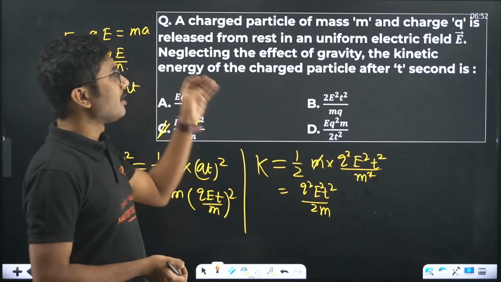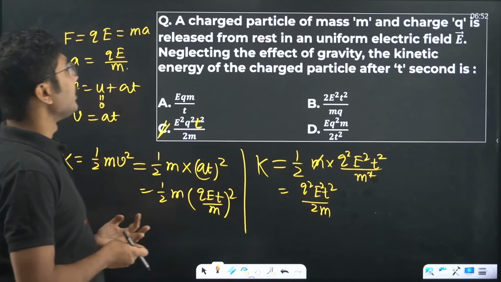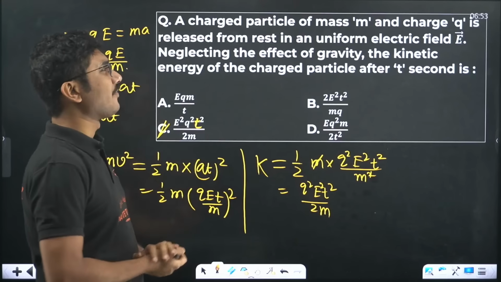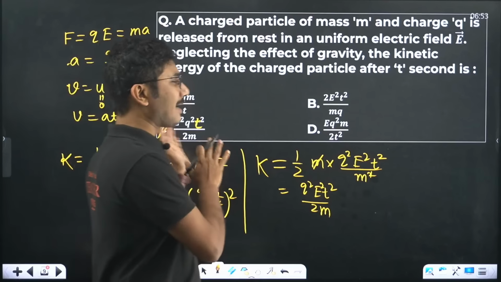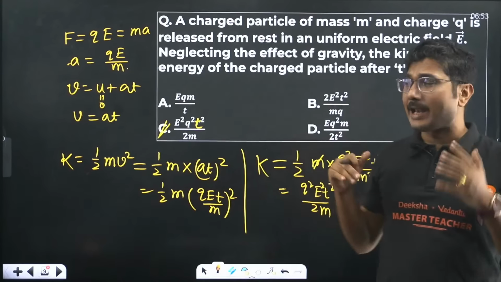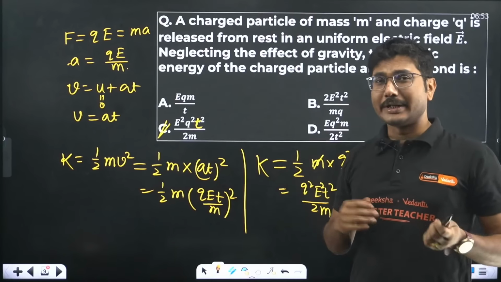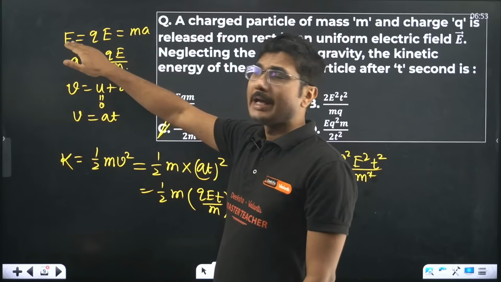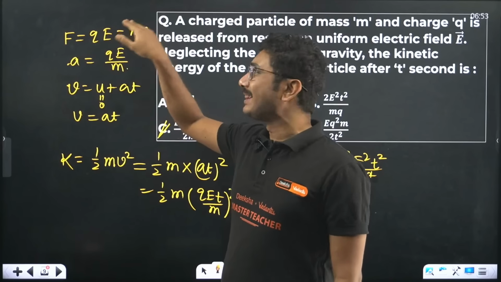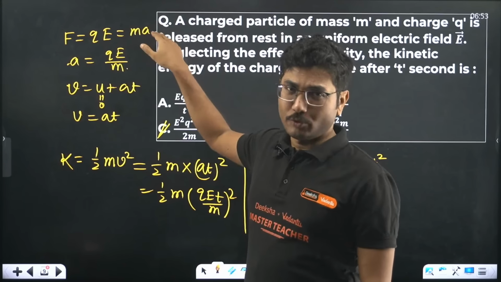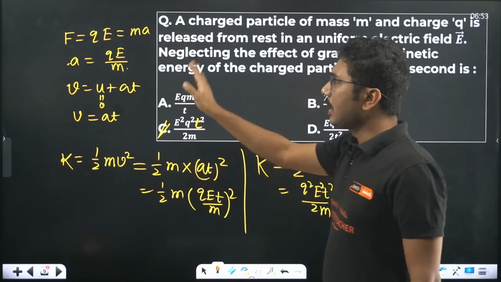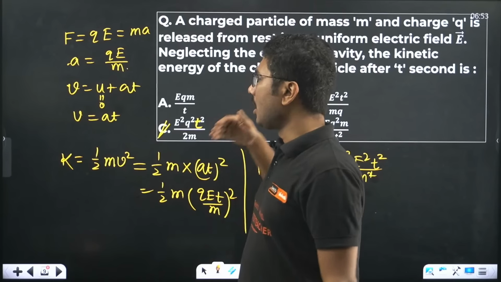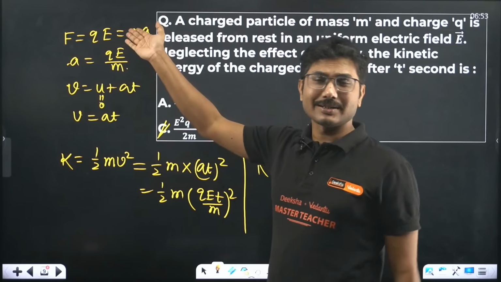A charged particle of mass small m and charge small q is released from rest in a uniform electric field E. Neglecting the effect of gravity, find the kinetic energy. There can be some questions which are related to electric field and forces. The very important thing is that force is equal to q into E, and that should be equal to ma. From there you have to calculate. Some cases they might ask what will be the distance traveled, or if the force is asked, you can directly calculate.